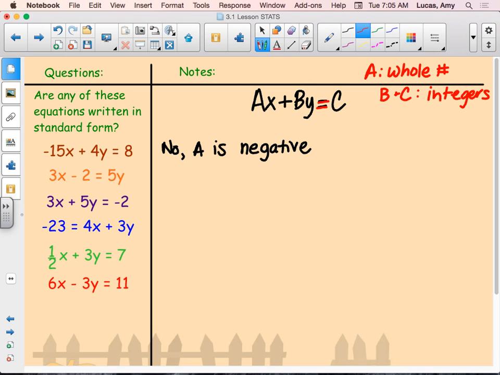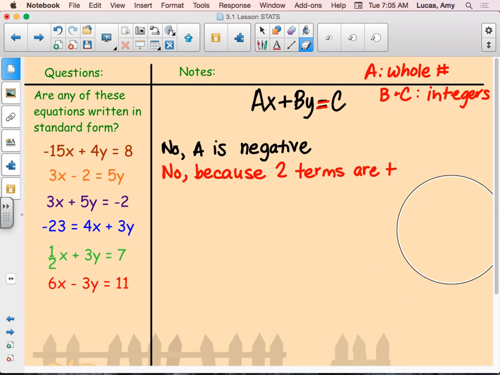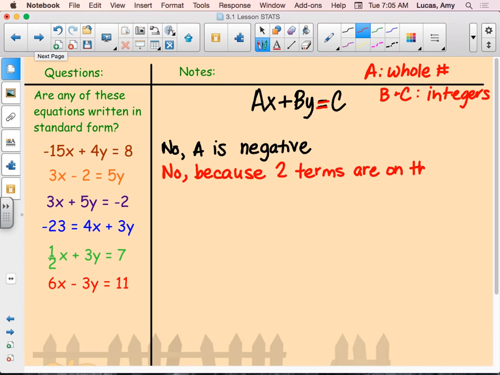The next one, I'm going to say no because 2 terms are in the wrong order. They're on the wrong side. So the 2 that are on the wrong side are the 2 and the 5y.